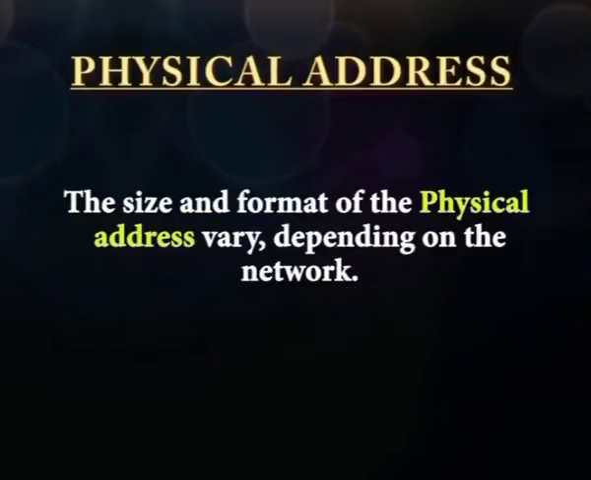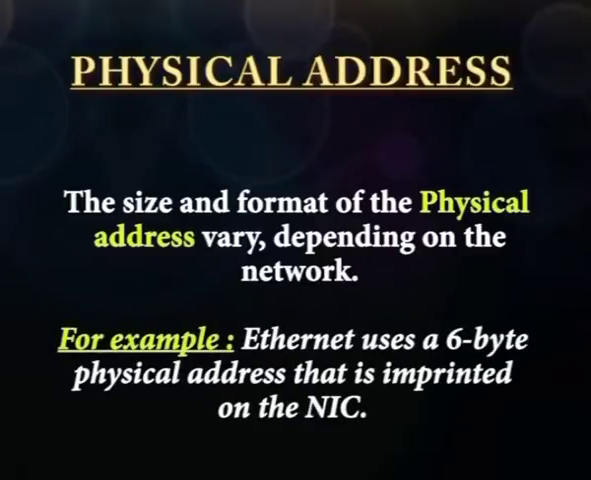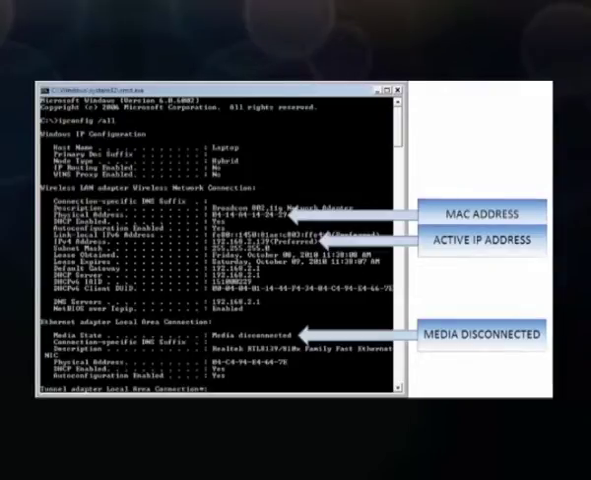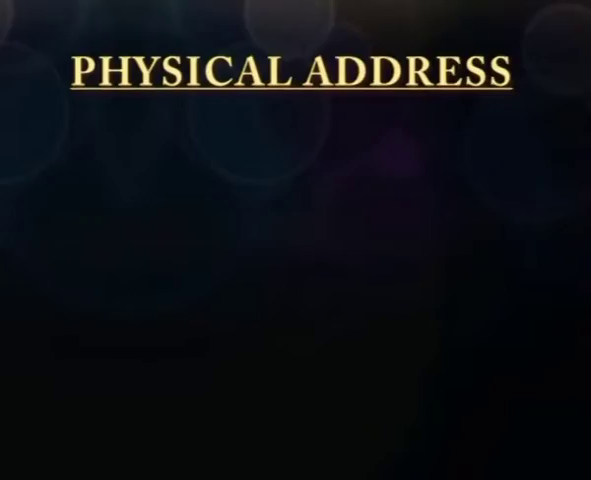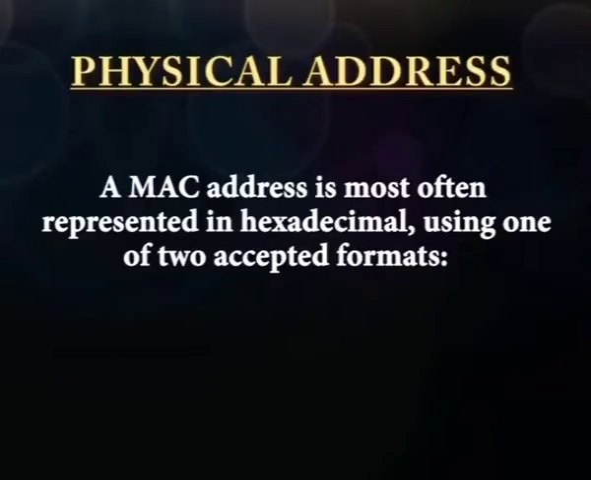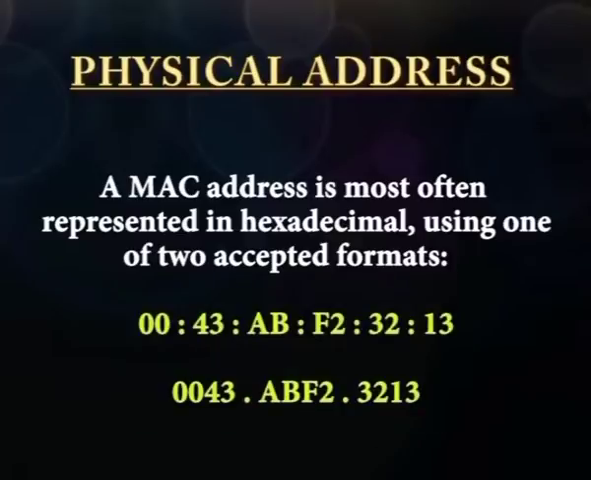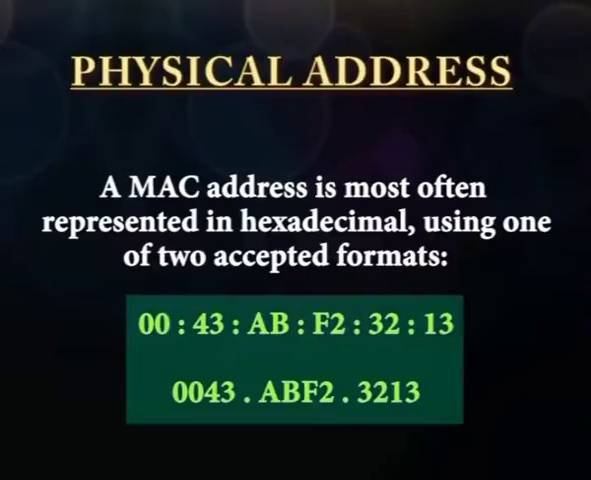The size and format of the physical address vary depending on the network. For example, Ethernet uses a 6-byte physical address that is imprinted on the NIC. Physical address is also known as MAC address. A MAC address is most often represented in hexadecimal using one of the 2 accepted formats. For example, 00:43:AB:F2:32:13.